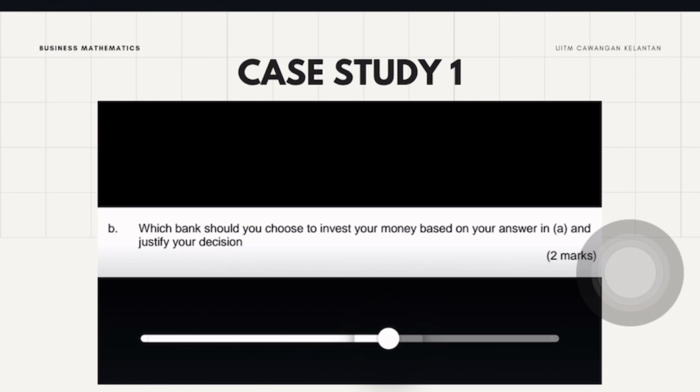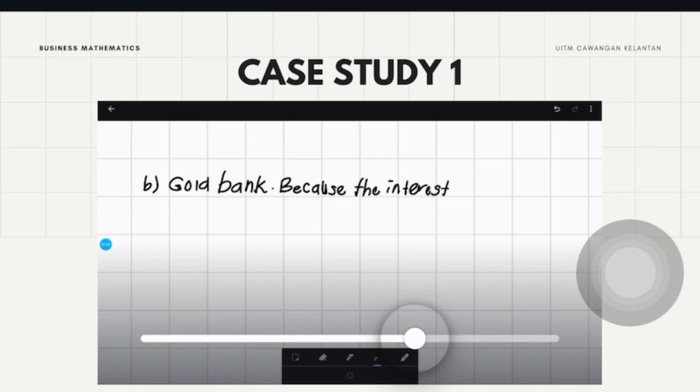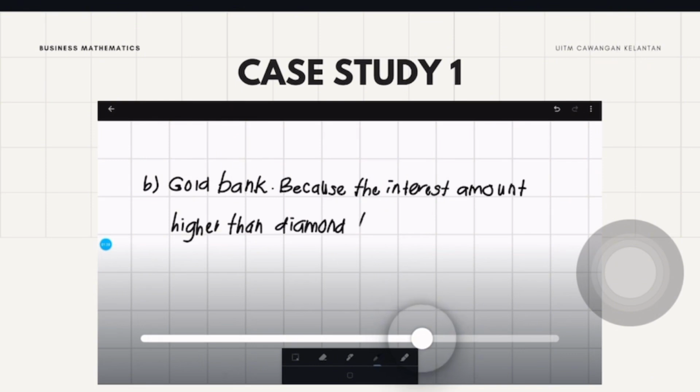Now let's look at the next question, which is B. Which bank should you choose to invest your money based on your show in A and justify your decision? Okay, so let's look at the solution. The answer for question B is Gold Bank because the interest amount is higher than Diamond Bank. Alright, and that is it for question B. And now we can move on to question C.